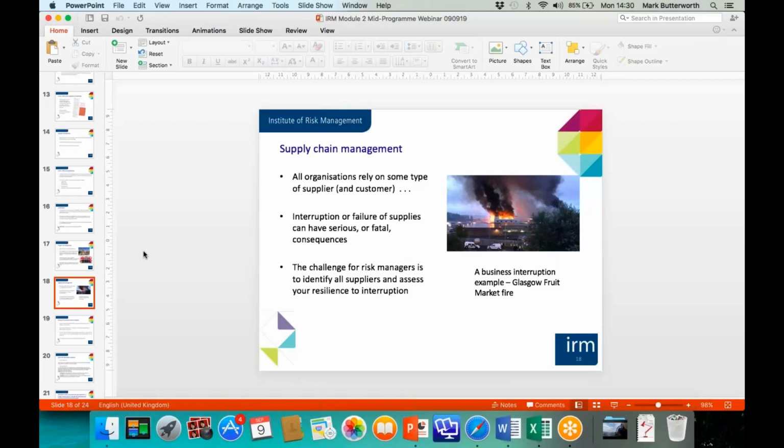The newspapers covered at the time the impact of this on the supply, not just of fruit, but other foodstuffs to hotels and restaurants in the north and across Scotland. And also, this is good to think about, it also affected schools. For a brief period, some schools, I understand, had to close because they couldn't get the food suppliers delivering the lunches. So again, this is all about understanding risks in a broader organizational sense.